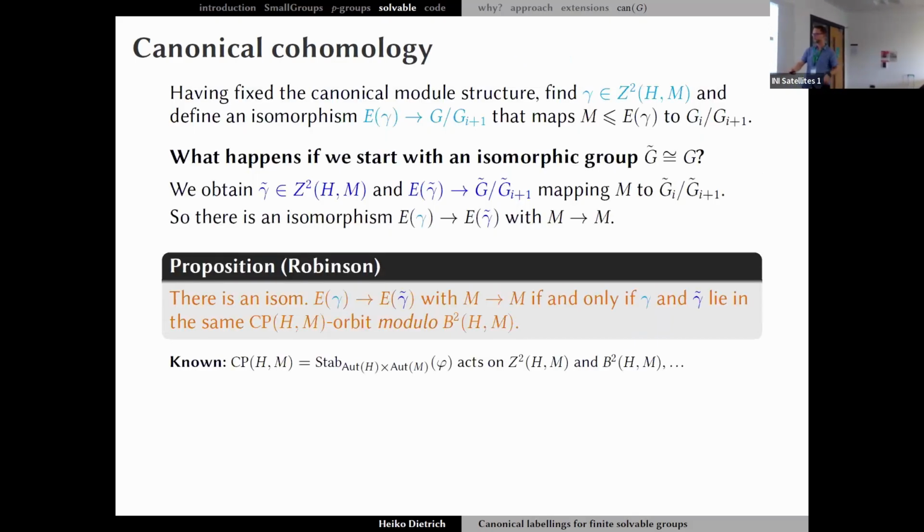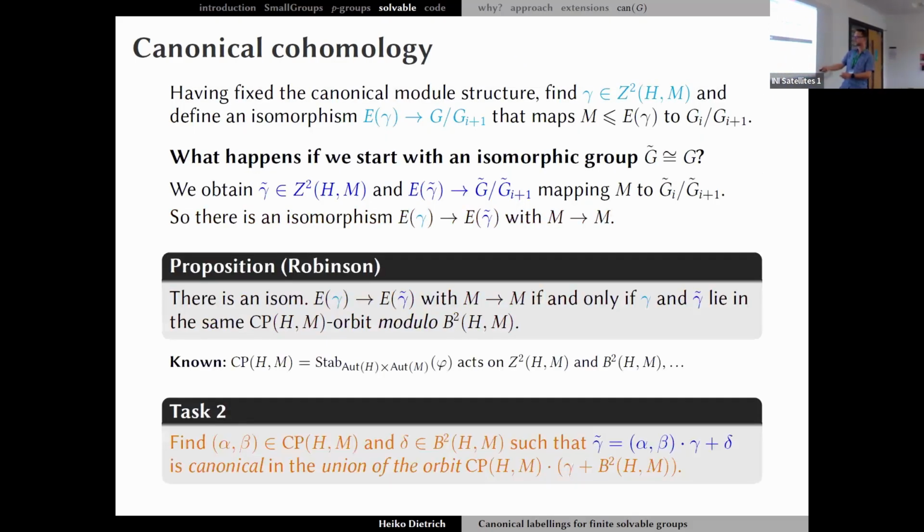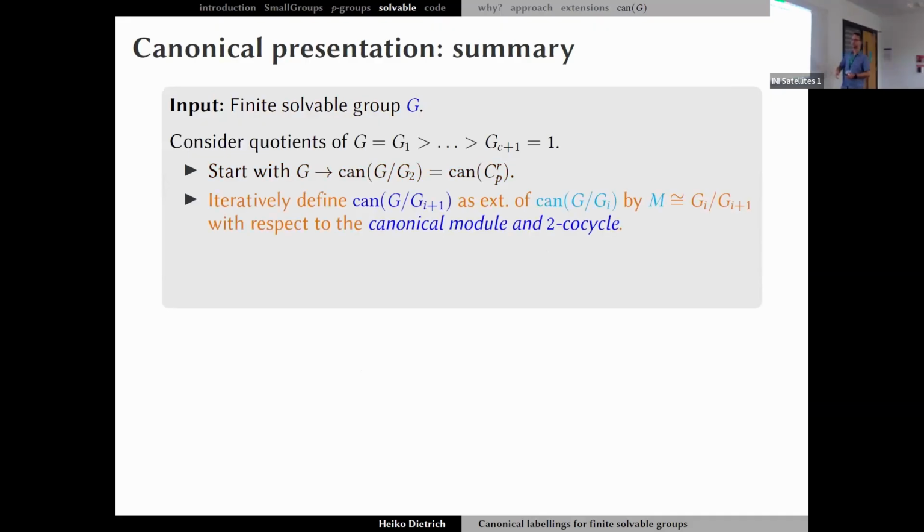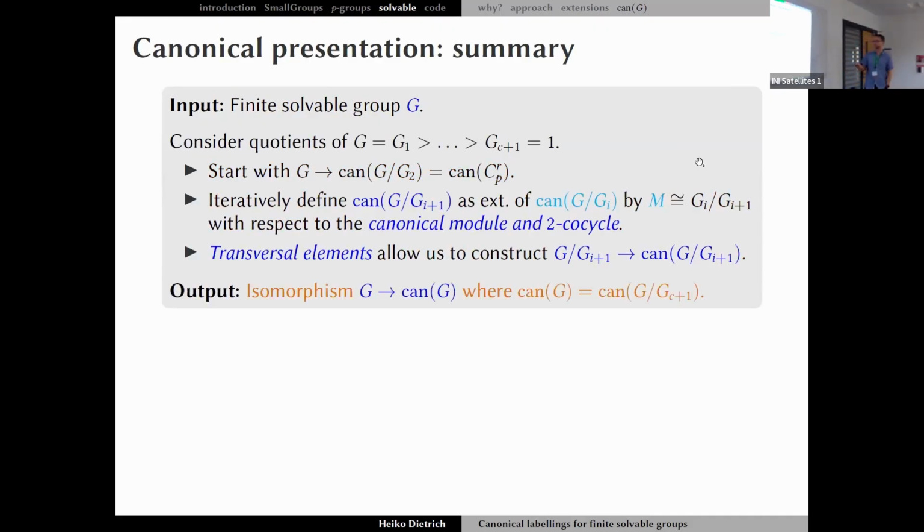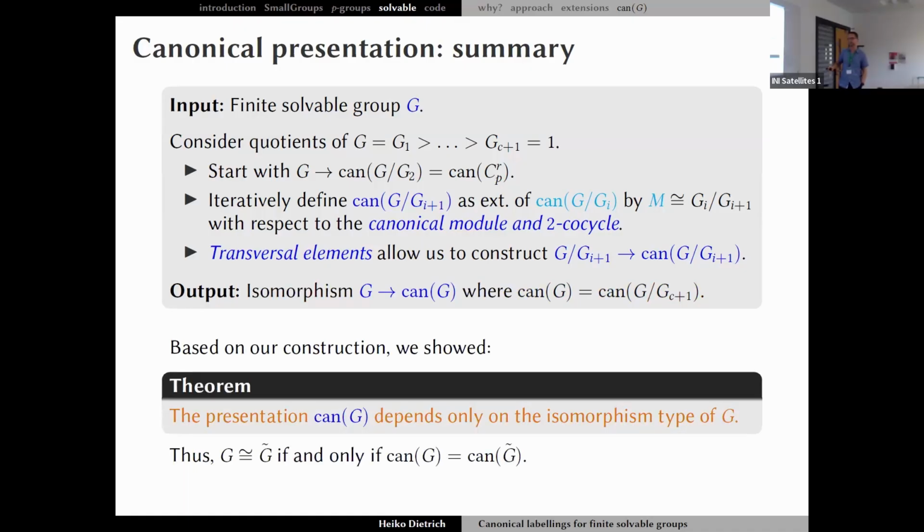If I go back here, oops. Yeah, so I not only need the canonical 2-cocycle, I also need an element that maps onto it. Yeah? And I need these elements to construct the isomorphism. And then at the end of the iteration, you're done, essentially. And the construction really implies that what we constructed is a canonical presentation in the sense that two groups have the same presentation if and only if they are isomorphic.